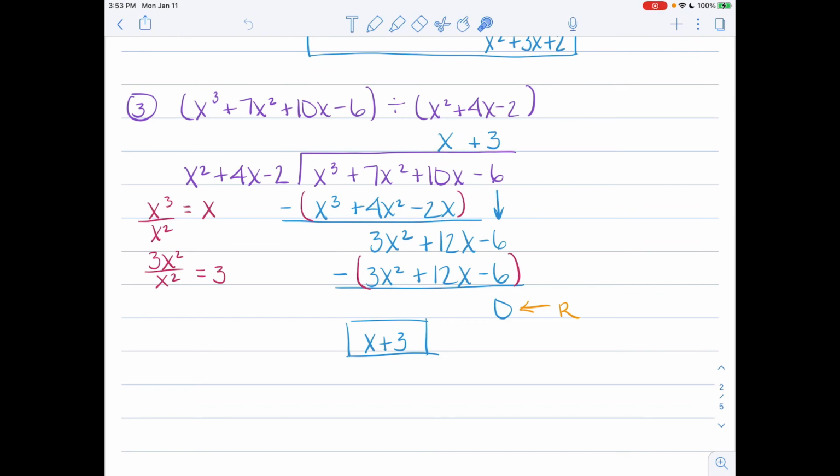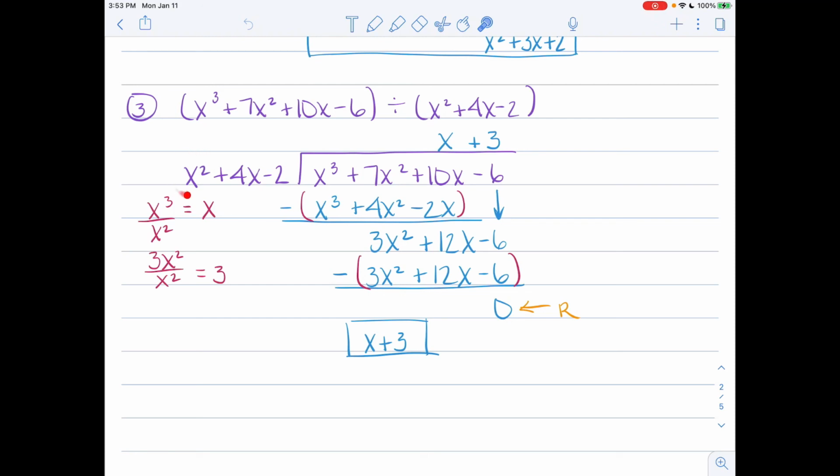Taking x and multiplying by every single term in the divisor, I get x to the third plus 4x squared minus 2x, and I'm ready to subtract all of those terms. This first one goes to 0 because x cubed minus x cubed is 0. 7 minus 4 gives me a 3x squared. 10 minus a negative 2 is a plus 12, and I'm ready to bring down the negative 6. Once I do that, I start the process over again.